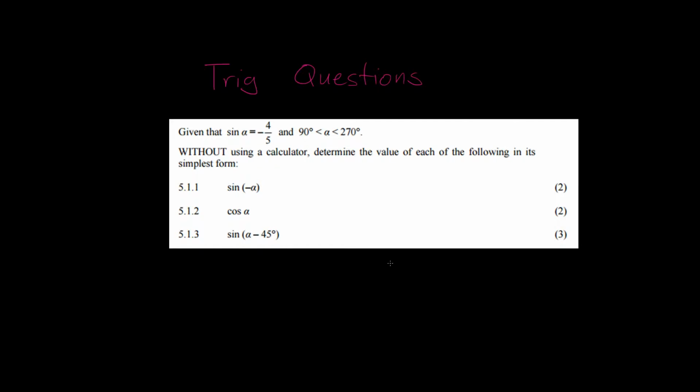In this video, we're going to work through an example involving trig questions. The problem says, given that sine of alpha is equal to negative 4/5 and 90 is less than alpha is less than 270, without using a calculator, determine the value of each of the following in its simplest form. Okay, so the first question wants us to find sine of negative alpha.